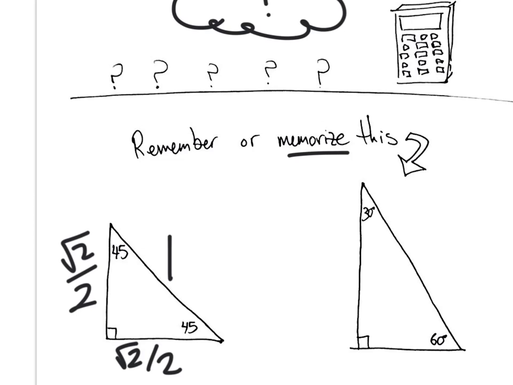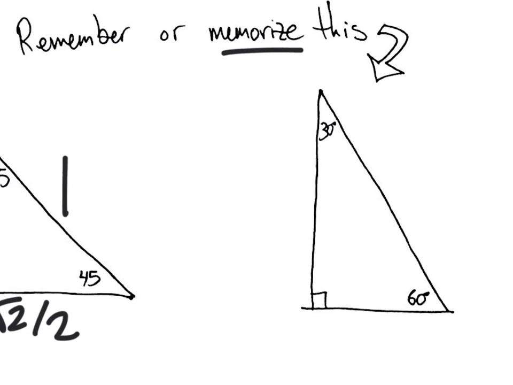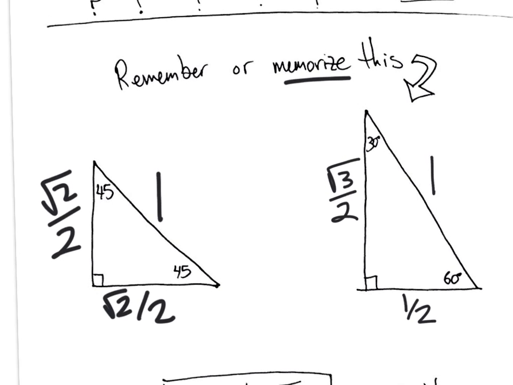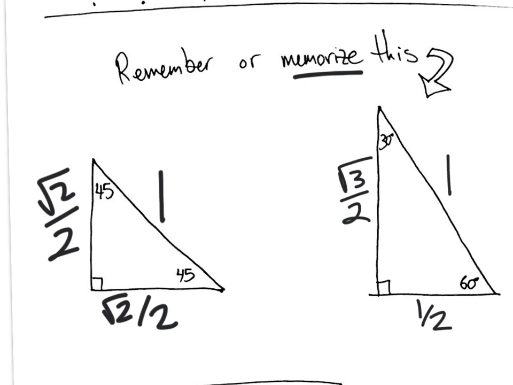Okay. And in the 30, 60, 90, if the hypotenuse is 1, we say the short side is 1/2 and the long side is square root 3 over 2. Okay, so you might remember those from geometry. If not, there they are. That is something that you actually just have to know and have in your head. But that's it.